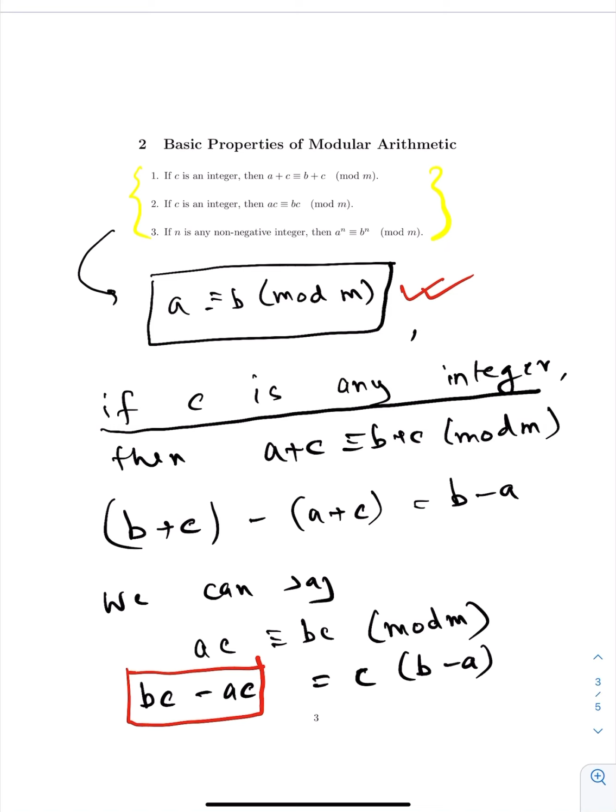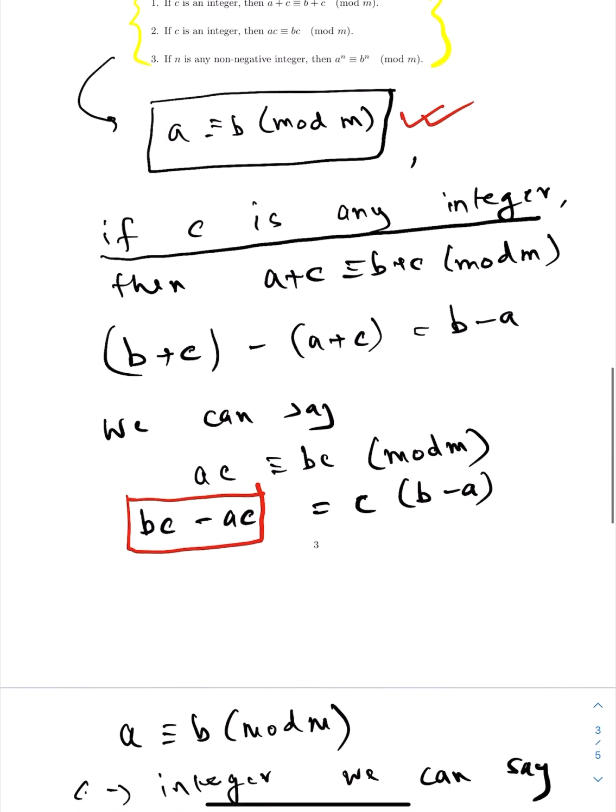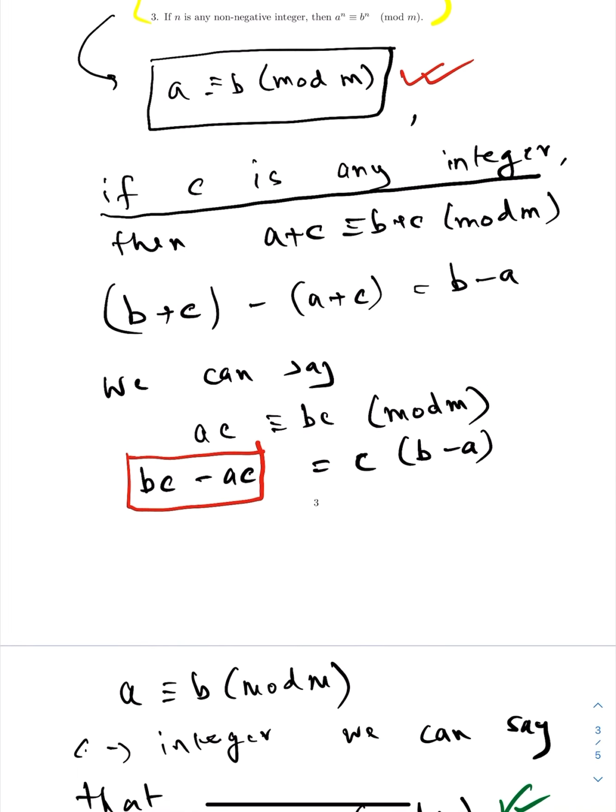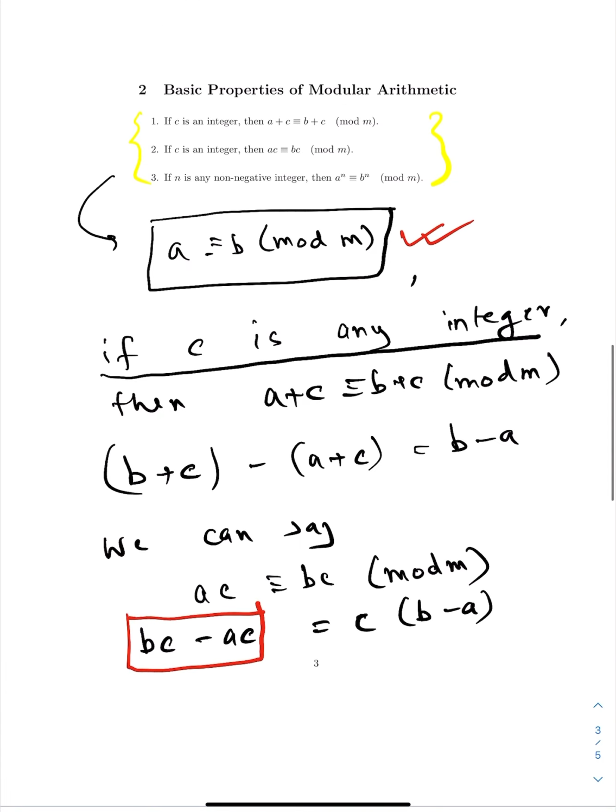So these two properties are very basic properties. Another very important property, which we need to understand in order to solve the problem that we wanted to solve in this video, is this last property, which says that if n is any non-negative integer, then a to the power n is congruent to b to the power n modulo m.